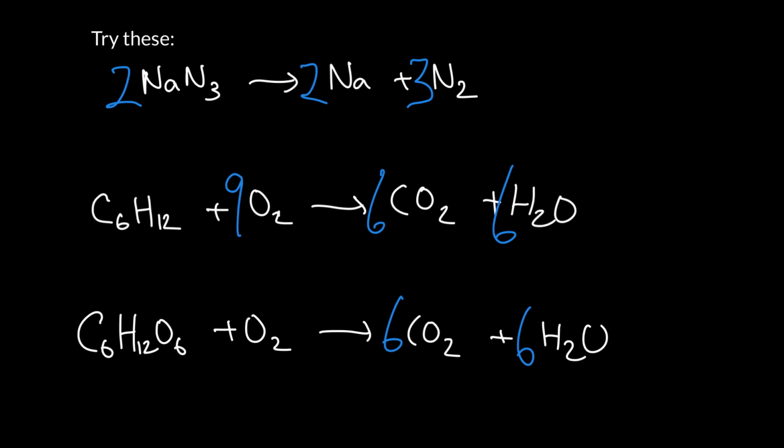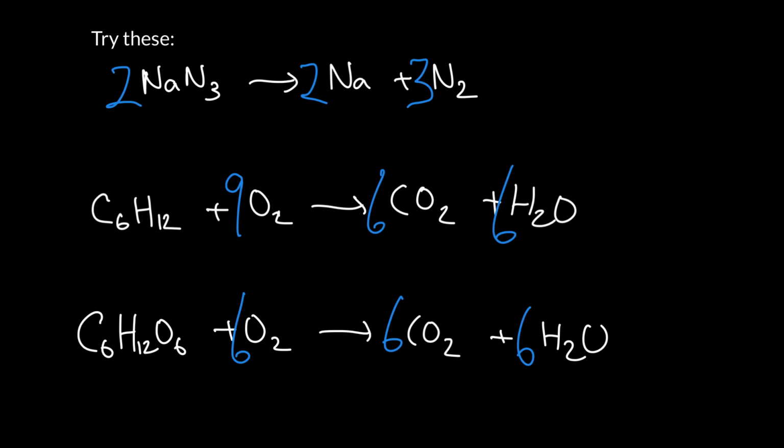The oxygens, though, are really tricky here, I would say. And we've got 6 times 2, that's 12 there. 6 times 1 is 6 there, and that gives us 18 oxygens on the right. Now, if you look at this molecule here, it already has 6 in. So if you've got 18 on the right, and you've got 6 here, if you subtract 6 from 18, you get 12. So we've got to get 12 oxygens from O2. Since it comes in a pair, we know 6 O2s gives us 12. And this is a balanced chemical equation.